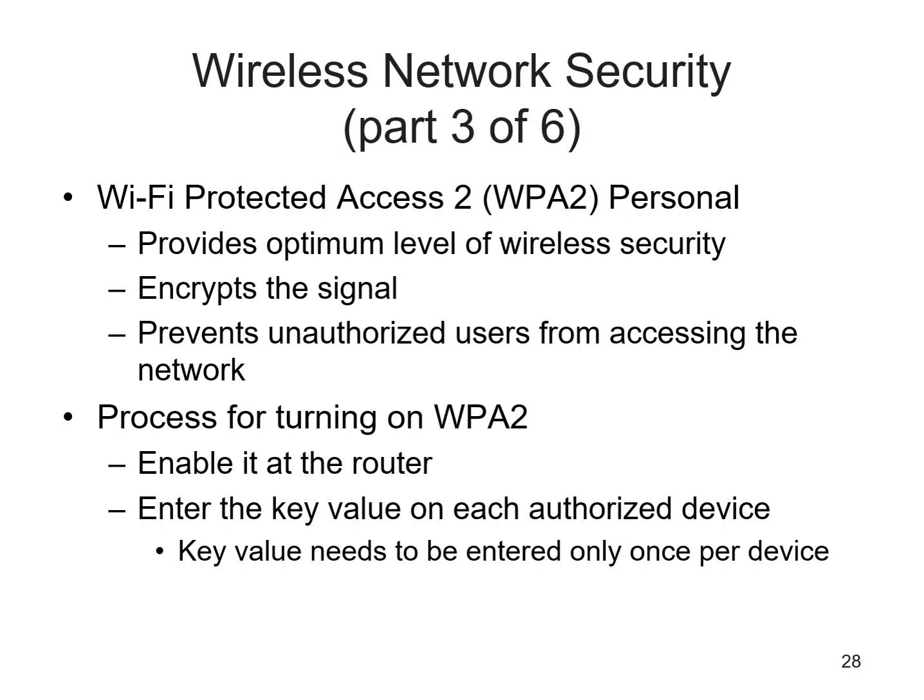Now Wi-Fi Protected Access is WPA2 personal, or the more secure enterprise. It provides the optimum level of wireless security, encrypts the signals and prevents unauthorized users from accessing it. The process for turning on WPA is to enable it in the router and enter a key value on each authorized device. The key value needs to be entered only once per device, so that your device is secure and no one is accessing it. More than that, make sure that your password is more than 10 characters, with alphanumeric and special characters.